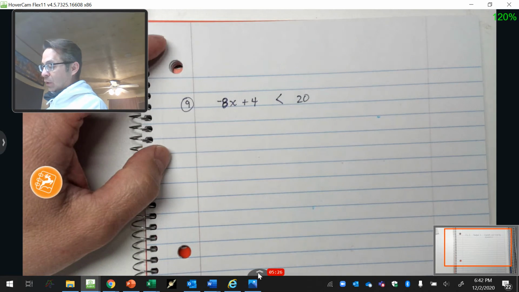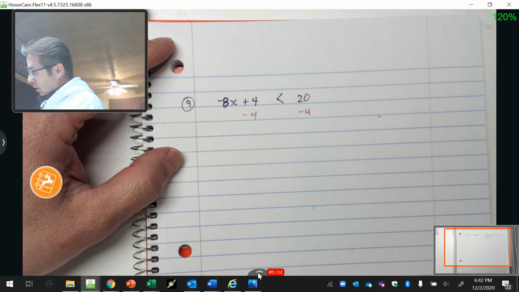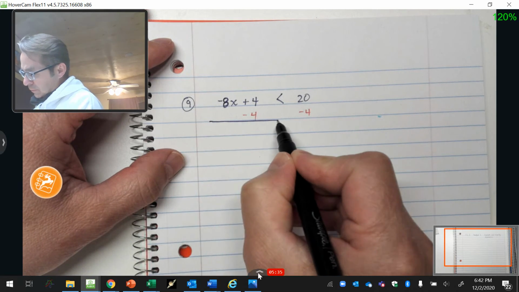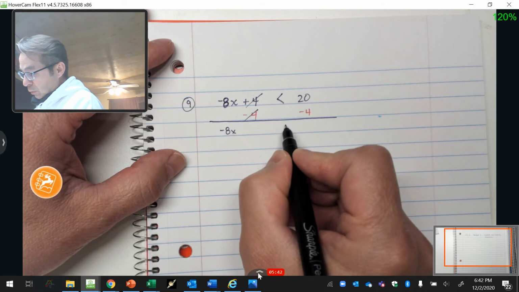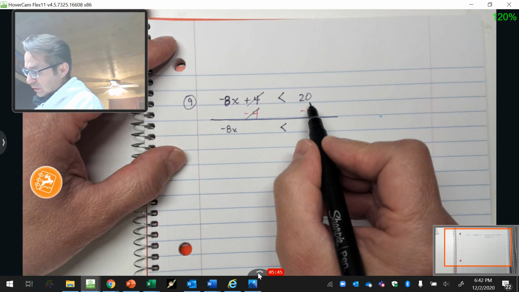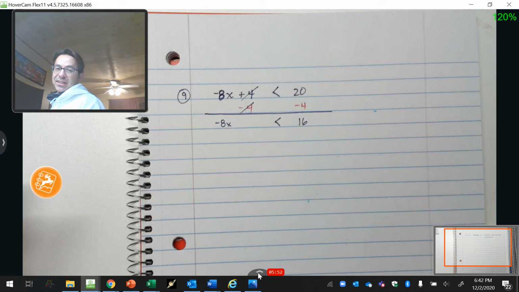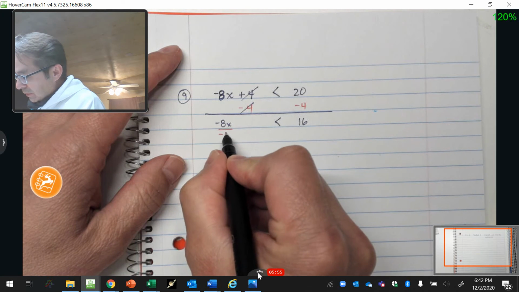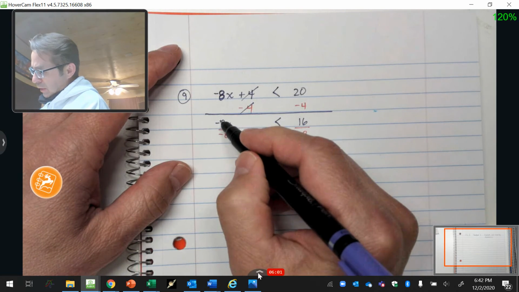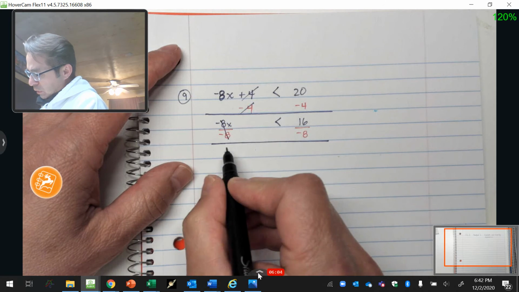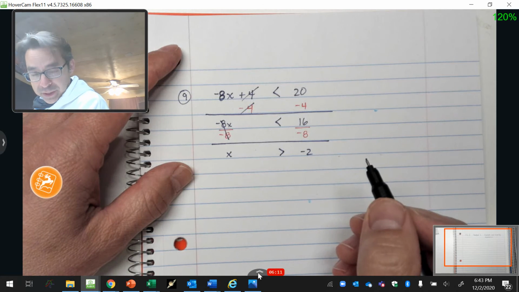So, just like an equation, there's two sides, left side, right side. And you solve it just like you normally would an equation. Cancel, cancel. Instead of equal sign, though, we have a less than sign, symbol. 20 minus 4, that's 16. Oh, dang. What are the odds? Now you divide by negative 8. Divide by negative 8. When you divide by a negative, that thing will reverse, only when you divide by a negative.